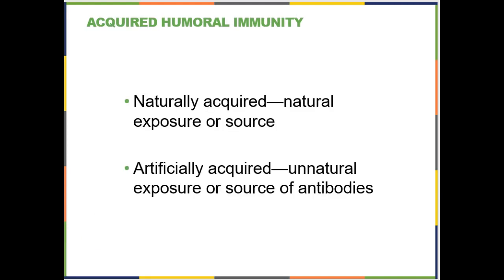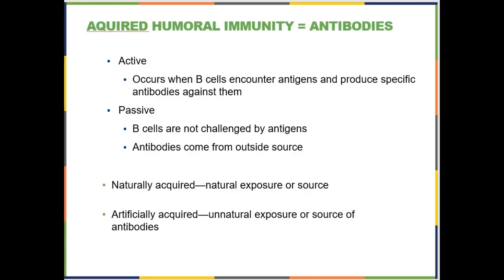What did I do here? Oh, I put everything on the same slide, but I forgot to delete a slide. So acquired immunity can be active or passive. Active, as it says here, the B cells encounter the antigen, so the B cells are actually making your own antibodies. Passive means you're not making your own antibodies because your B cells were not actually exposed to the antigen.